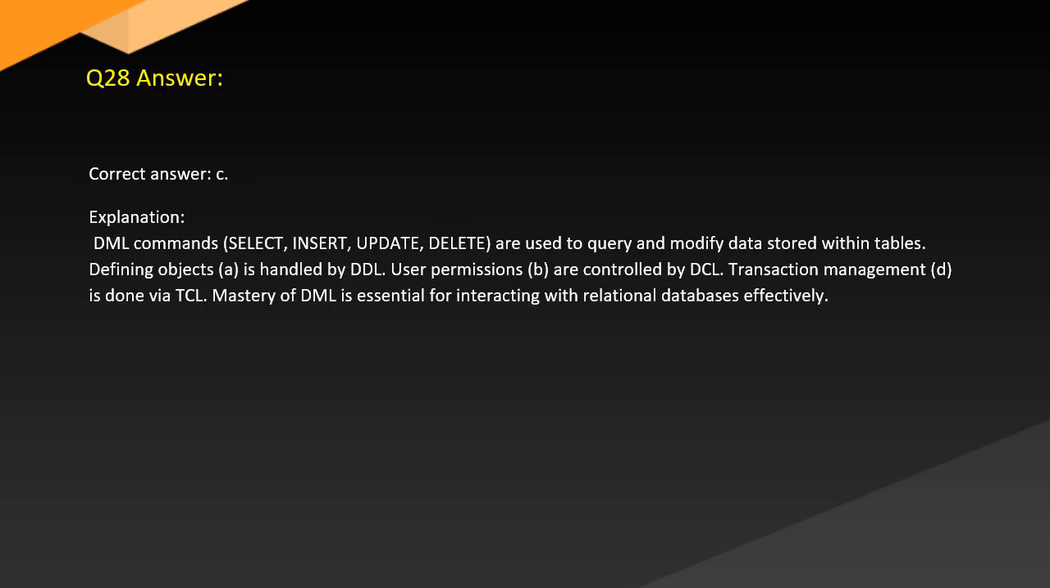Answer. Correct answer C. Explanation. DML commands, select, insert, update, delete, are used to query and modify data stored within tables. Defining objects, A, is handled by DDL. User permissions, B, are controlled by DCL. Transaction management, D, is done via TCL. Mastery of DML is essential for interacting with relational databases effectively.